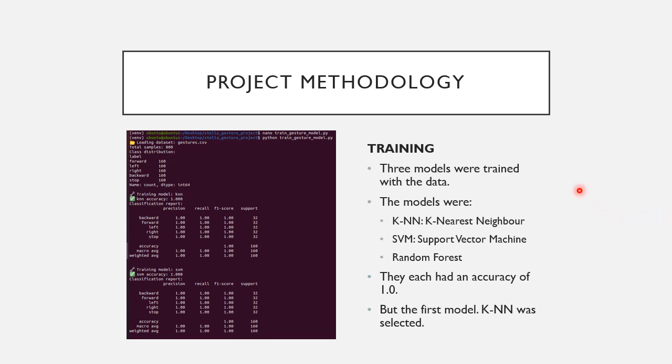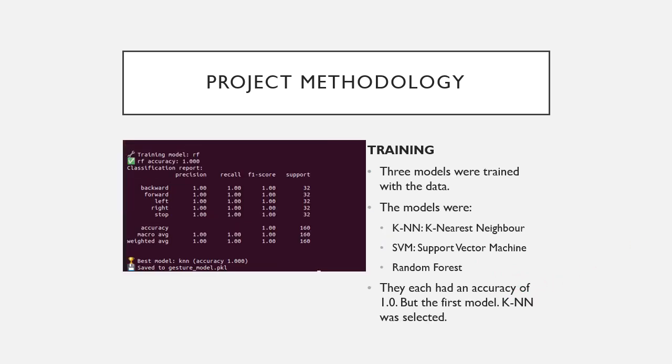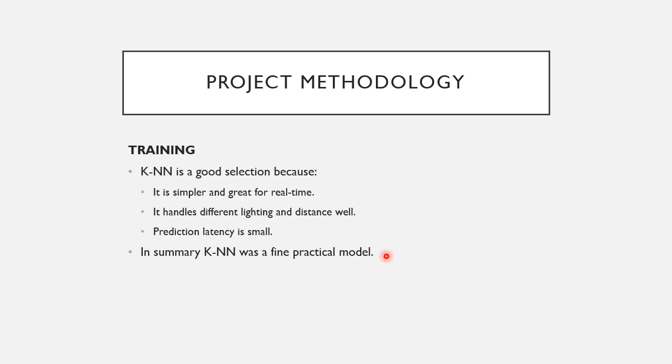Training. The 3 models were trained, KNN, SVM, and random forest, and they each had an accuracy of 1. But the first model, KNN, was selected. And that's a good selection because it's simpler and great for real time. It handles different lighting and distance well, and prediction latency is small. So in summary, KNN is a fine practical model.